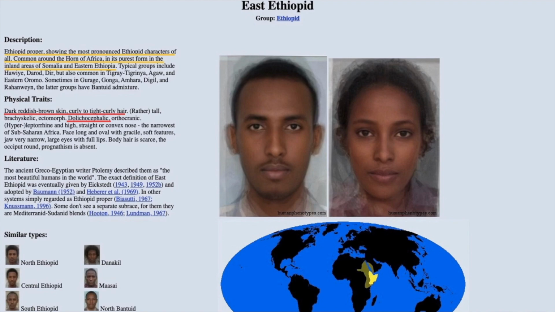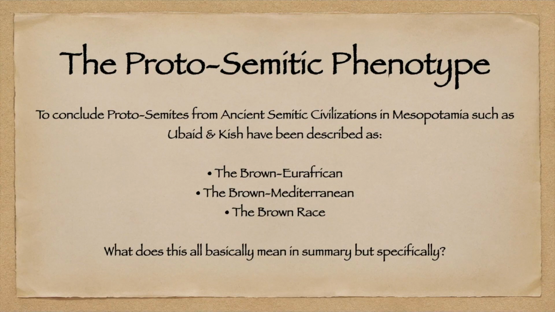Dark reddish-brown skin, like what Elliot Smith said, curly to tightly curly hair, and dolichocephalic. So this is what the ancestors and Proto-Semites could look like, since we are dealing with the civilization of Kish and early Semitic people in Mesopotamia. So to conclude, Proto-Semites from ancient Semitic civilizations in Mesopotamia, such as Umbud and Kish, they're described as this: the brown Mediterranean, the brown Near-African, and the brown race.